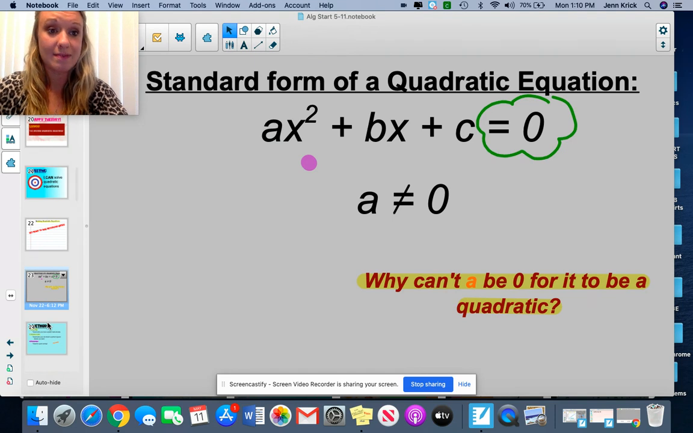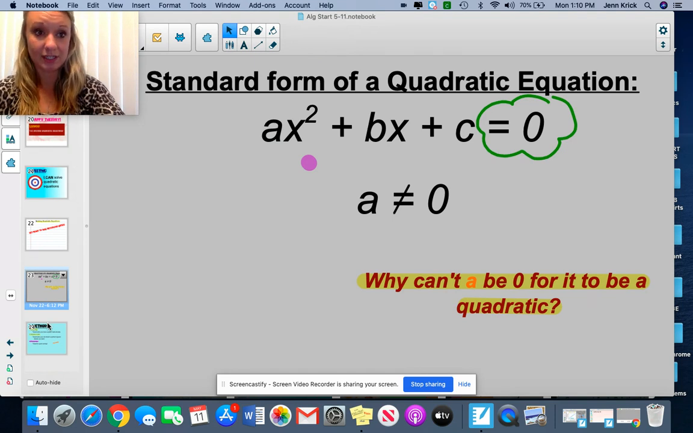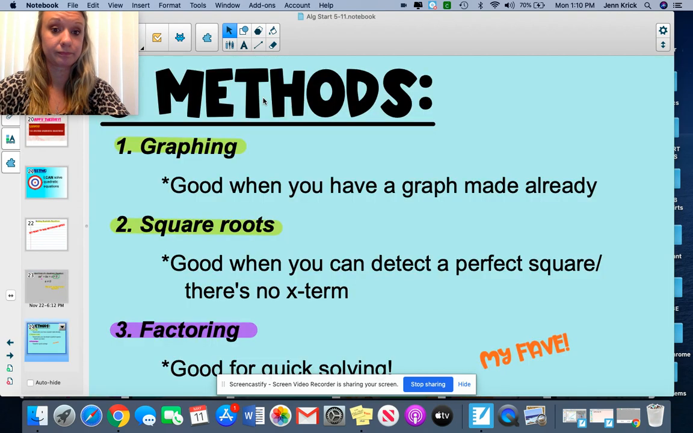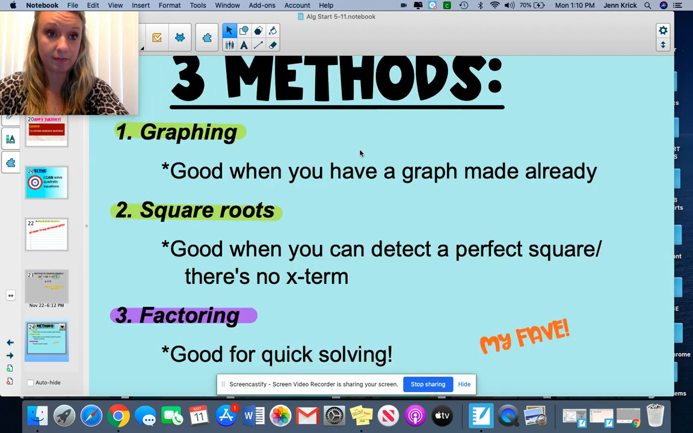There are 3 methods for solving equations, and I'm going to talk to you about when you should use each one and how to use each one. Okay, so here are your 3 methods. The first one is graphing. Graphing is a good way when you actually are already given a graph. This isn't something where you'd be like, oh, let me just go quickly graph that quadratic, because we saw yesterday that it takes a lot of steps. So graphing is great when you already are given a graph.